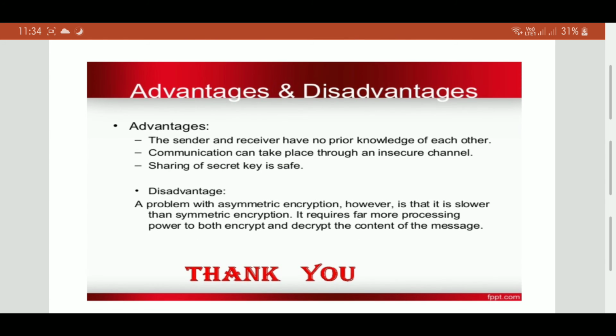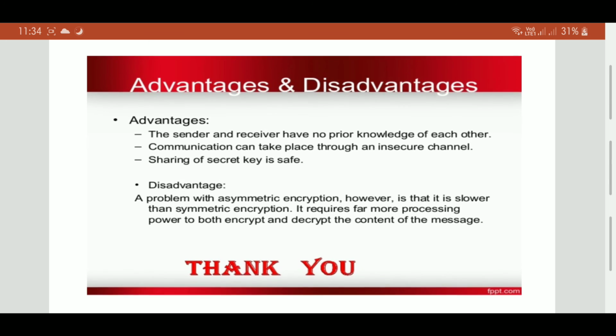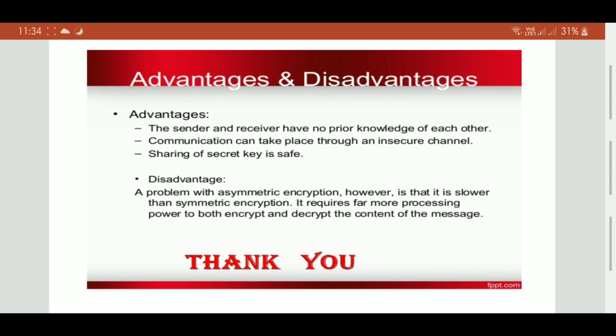Let's see what are the advantages and disadvantages of this encryption type. Advantages we have here are: the sender and the receiver have no prior knowledge of each other. Communication can take place through an insecure channel. Sharing a secret key is safe.